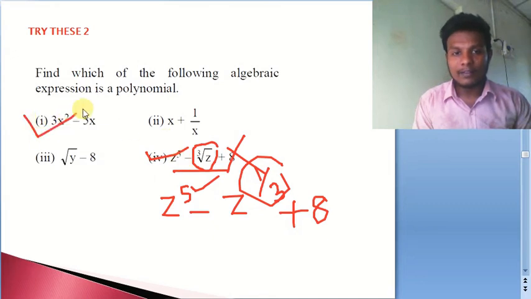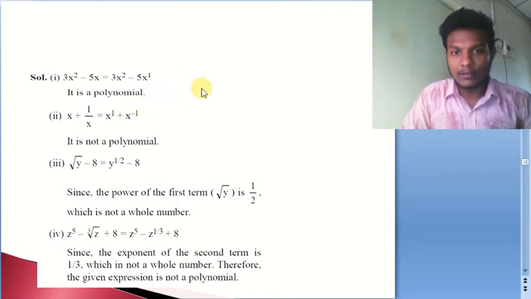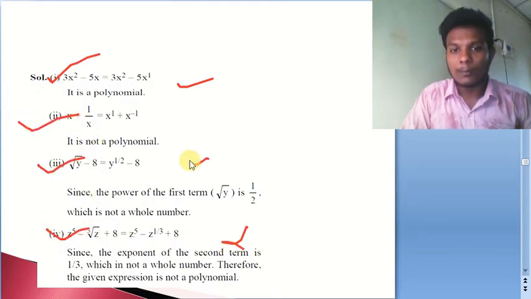So this is a polynomial. This is not a polynomial. This is not a polynomial. Again, this is not a polynomial. For this one, try this. You can see the solutions in detail, if you want to go through them. So the first one is a polynomial, the second one is not a polynomial, the third one is not a polynomial, and the fourth one is also not a polynomial.